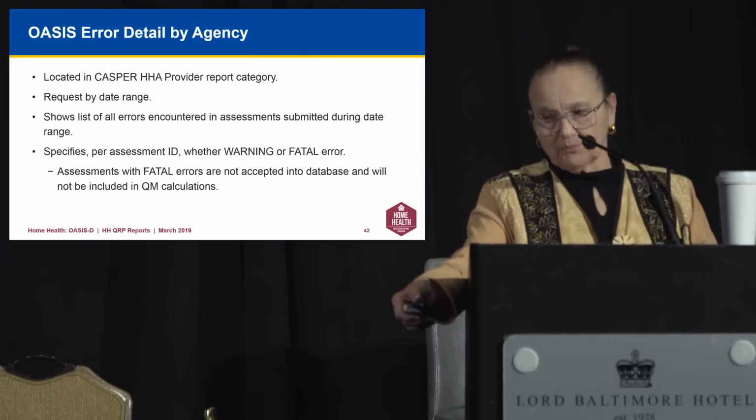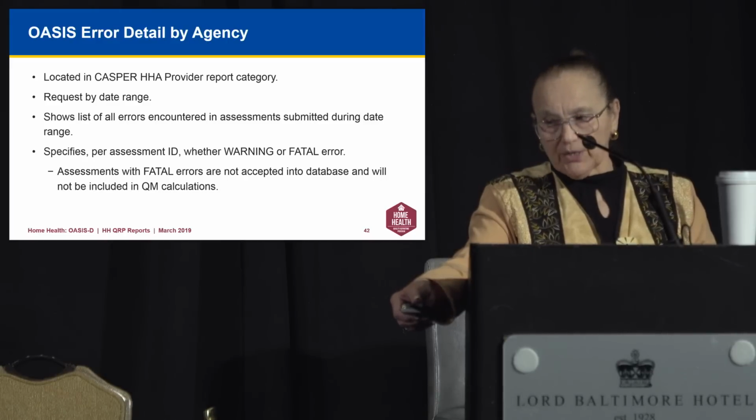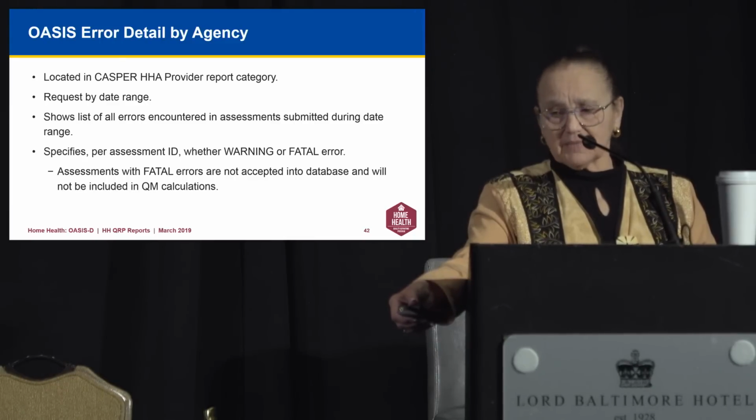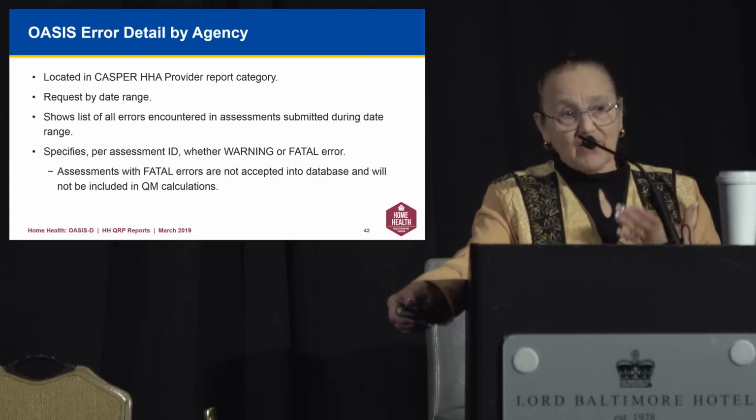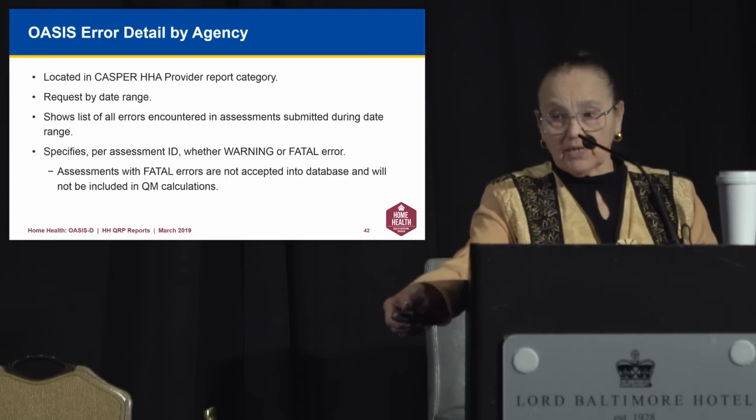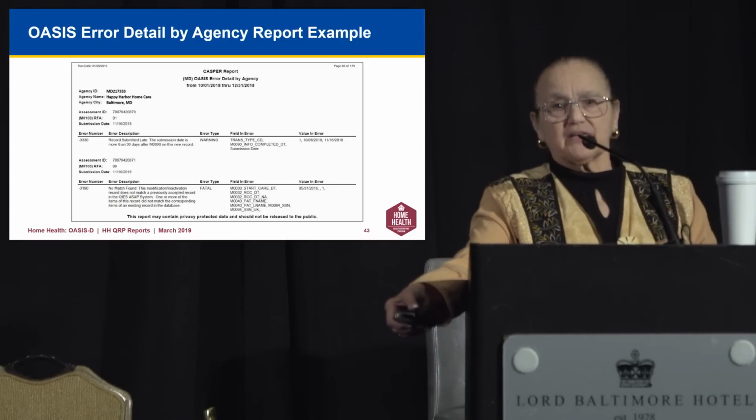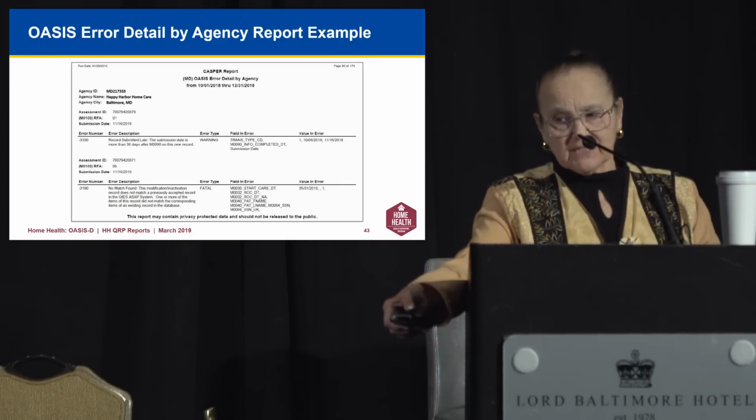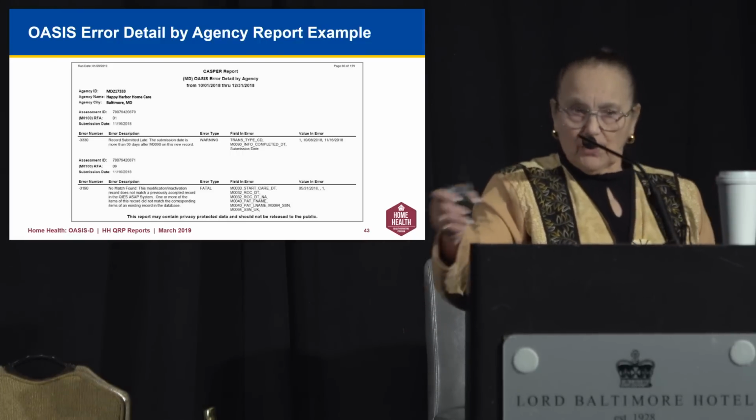It tells you by the assessment ID whether the error is a warning or a fatal error. An assessment with a fatal error is not accepted into the database, and it's not going to be included in your quality calculations. So that's why you really need to be running this on a regular basis so that you will know what it's telling you and you can make the corrections as you need to. This is what the report looks like when you run it.